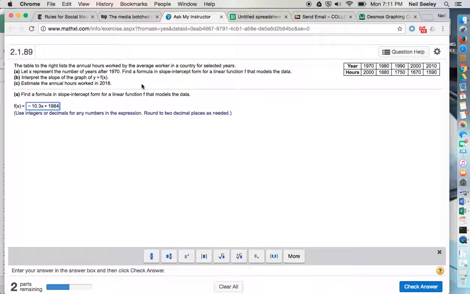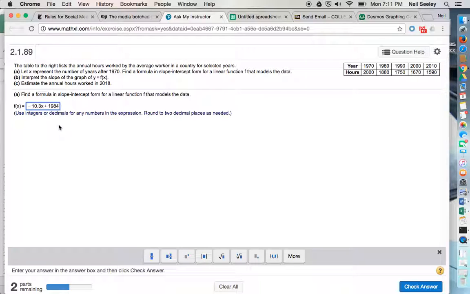Interpret the slope of the graph. The slope would be, it's always change in y per 1 unit of x. So this would be a decrease of 10.3 hours, which is our y unit, per 1 year, which is our unit of x. So it's change in y per 1 unit of x, negative 10.3 hours per year, or a loss of 10.3 hours per year.